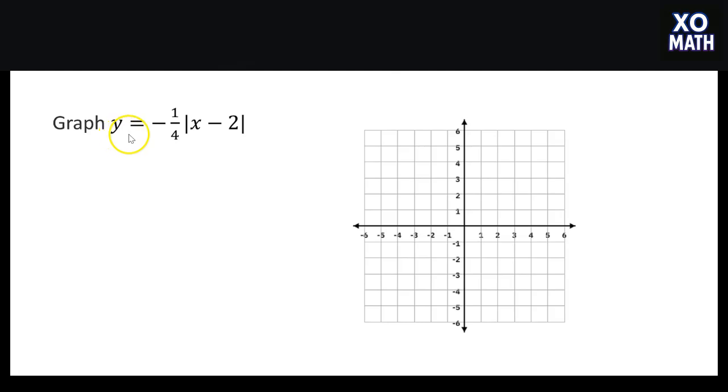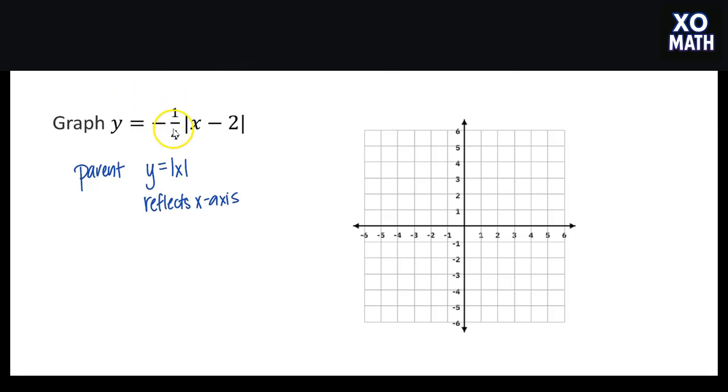Here we want to graph y equals negative 1/4 the absolute value of x minus 2. Our parent function here is the basic function y equals the absolute value of x. And then we have a few things going on here. So we do have a negative multiplied in the front of the function, which is going to cause a reflection over the x-axis.